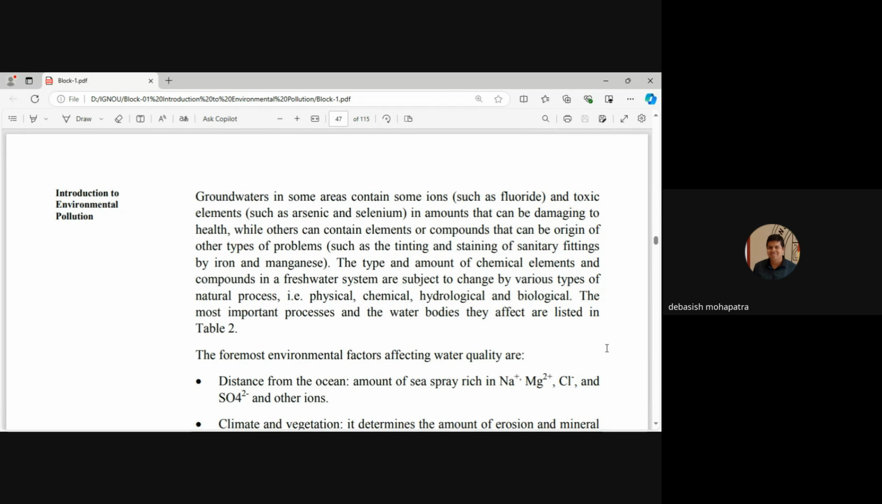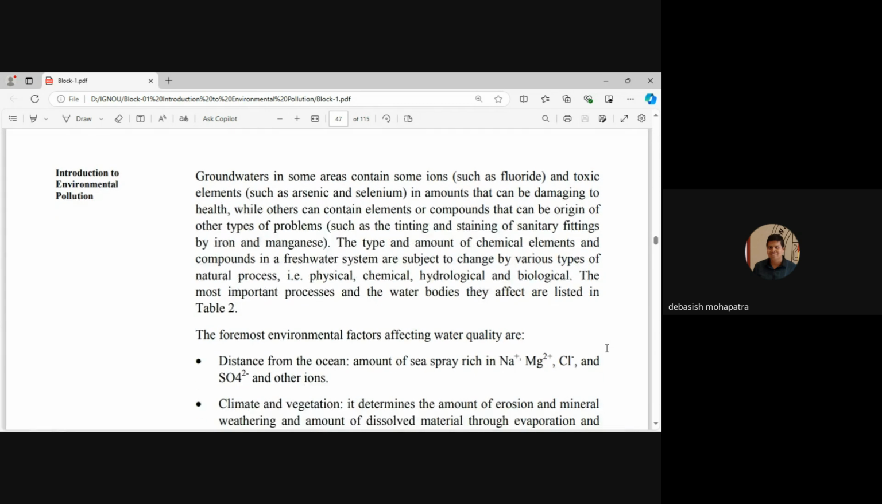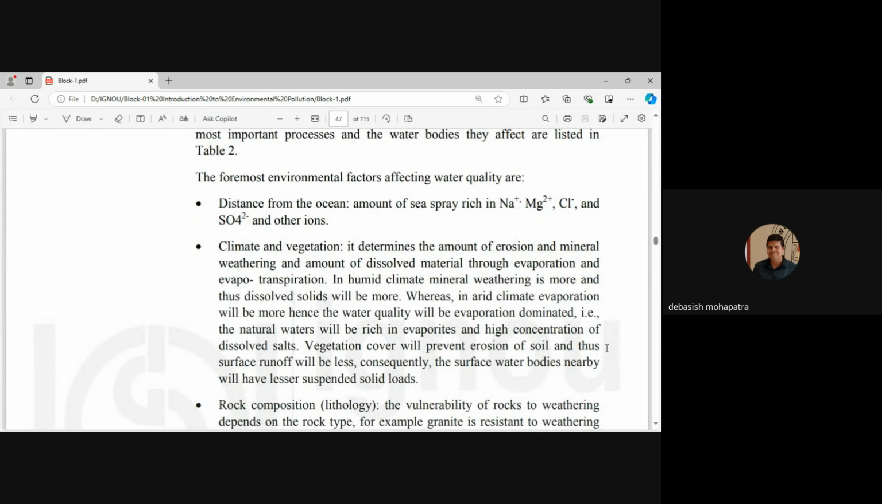So the most important processes and the water bodies they affect are listed in the table. The table above gives that information. Then the most important environmental factors affecting water quality are distance from ocean, amount of sea spray rich in sodium, magnesium, calcium, phosphate, sulfate and other ions, climate and vegetation.